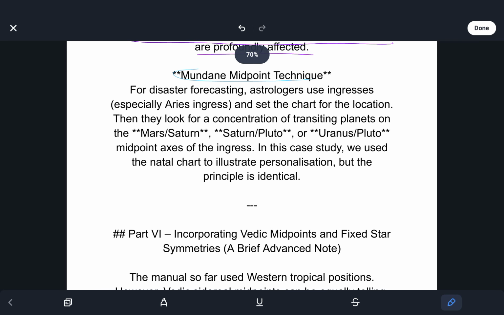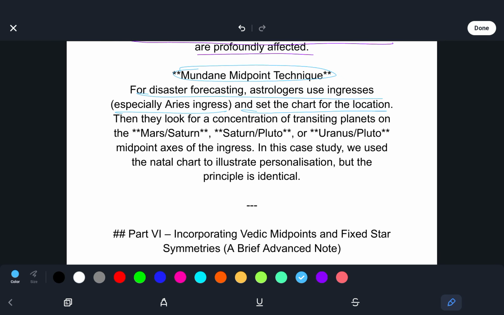And we have a mundane midpoint technique. For disaster forecasting, astrologers use ingresses, especially the Aries ingress, and set the chart for the location. Then they look for a concentration of transiting planets on the Mars-Saturn, Saturn-Pluto, or Uranus-Pluto midpoint axis of the ingress. In this case study, we use the natal chart to illustrate personalization, but the principle is identical.